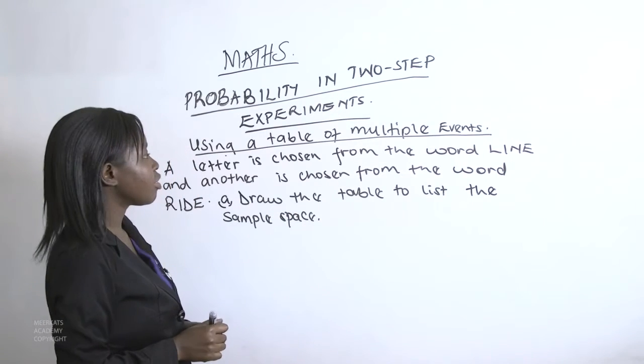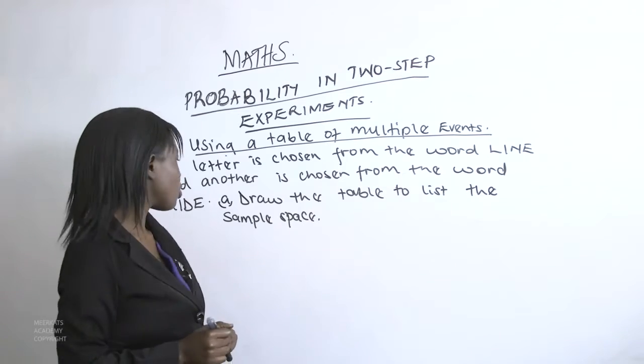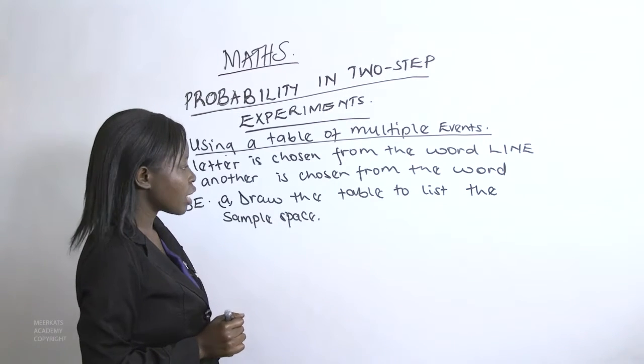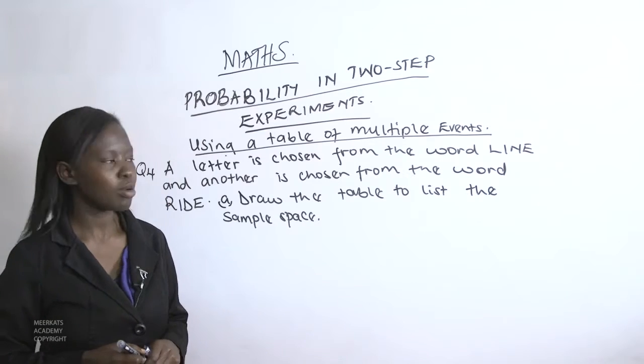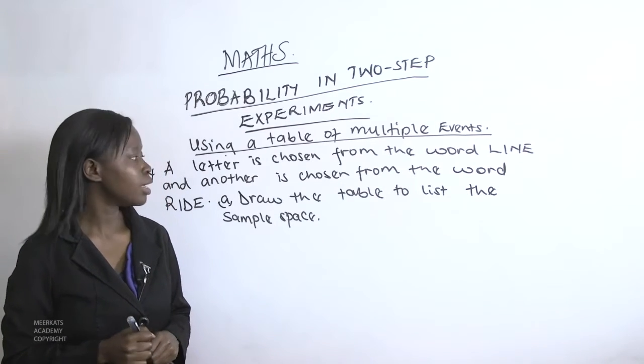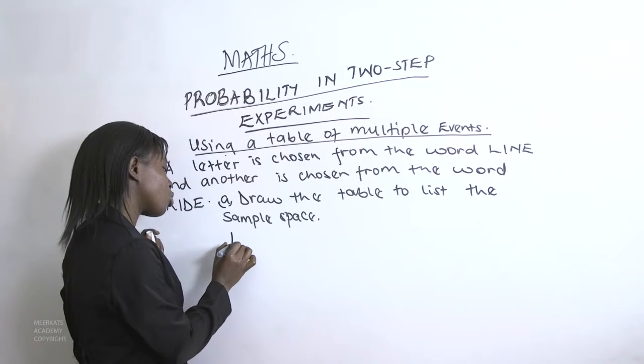So a letter is chosen from the word line and another is chosen from the word ride. So we are asked to draw the table to list the sample space. So we have the word line and we have the word ride. So we draw that table showing the letters.